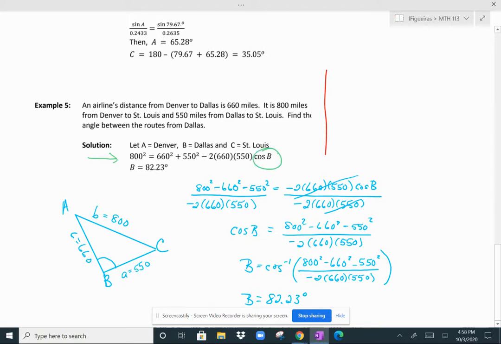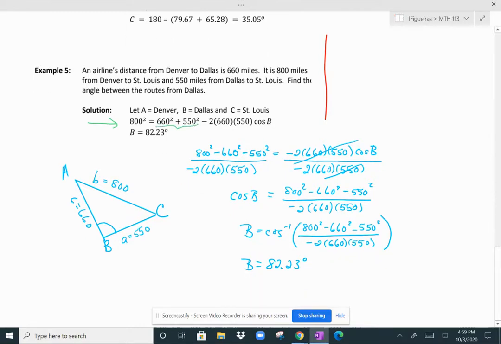So the work is here below. First, I subtracted these two numbers, so that's why I have 800 squared minus 660 squared minus 550 squared. But then I had to divide by this coefficient, so that's why it's here below, and it cancels on the right side. So you're left with cosine of B equals that fraction. But we need to take cosine inverse of that fraction in order to solve for angle B. And again, in degree mode, that would give you that B is 82.23 degrees.